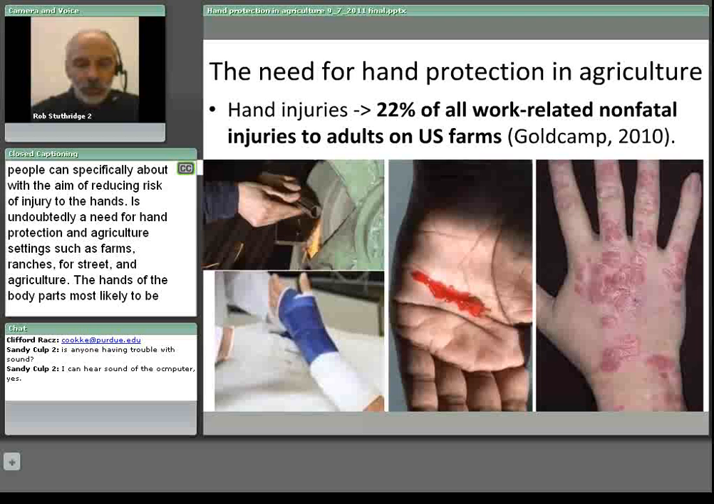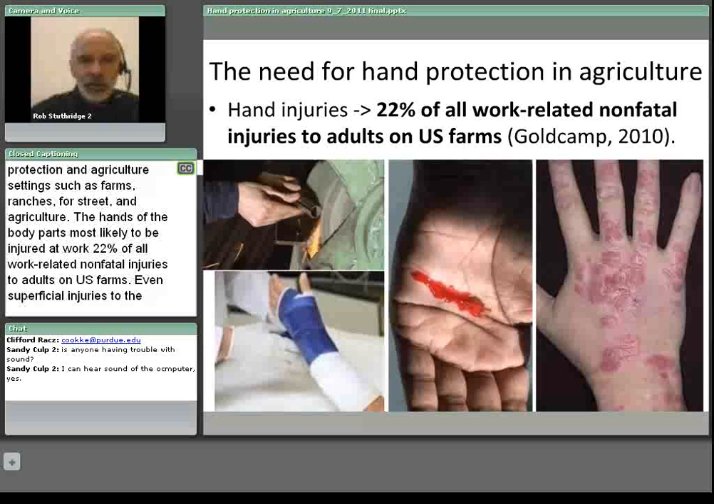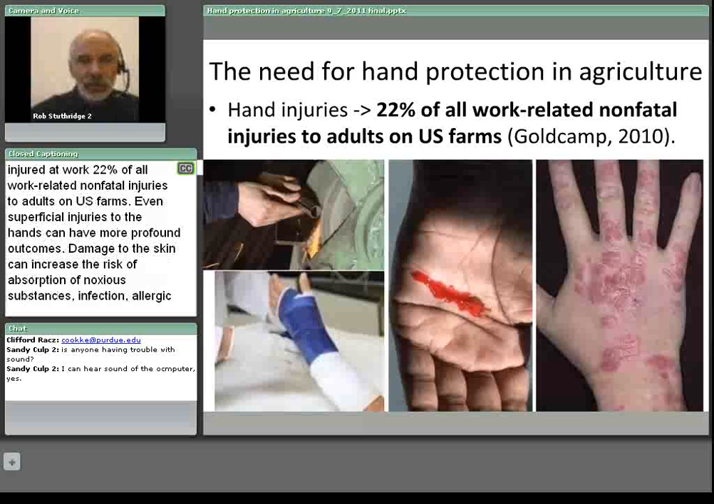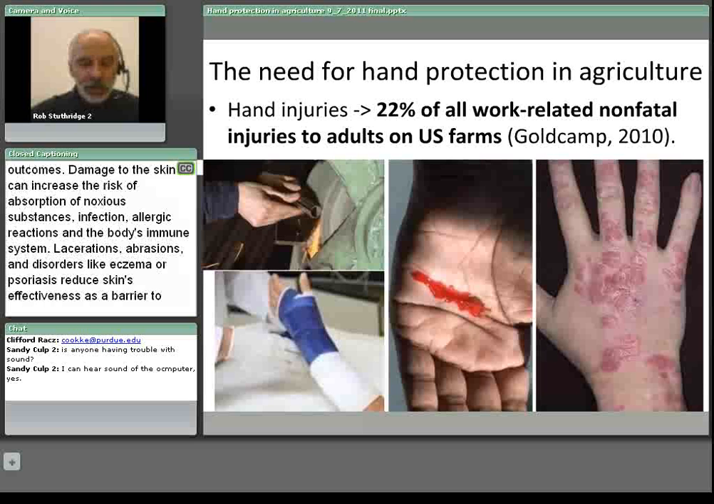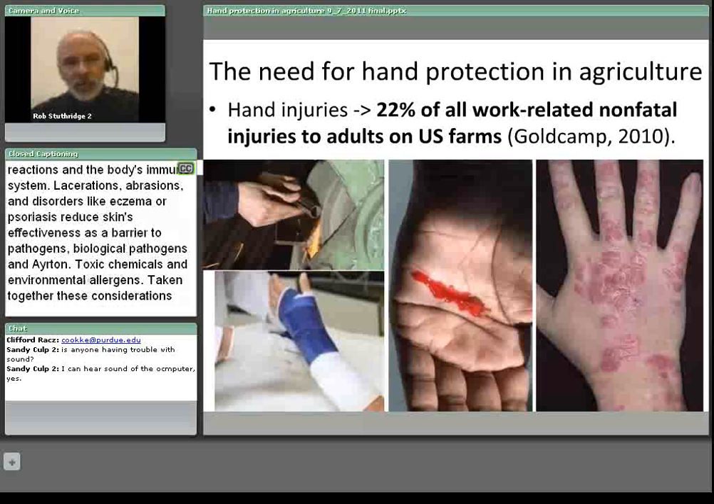Even superficial injuries to the hands can have more profound outcomes. Damage to the skin can increase the risk of absorption of noxious substances, infection, and allergic reactions of the body's immune system. Lacerations, abrasions, and disorders like eczema or psoriasis will reduce the skin's effectiveness as a barrier to biological pathogens and irritants, toxic chemicals, and environmental allergens. Taken together, these considerations make the protection of the hands an important health and safety goal for everyone working in agricultural settings.